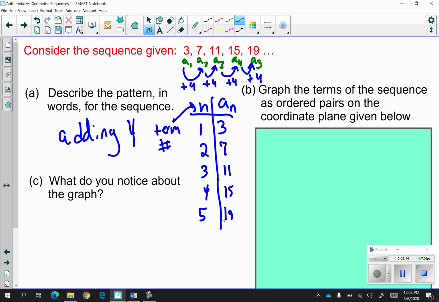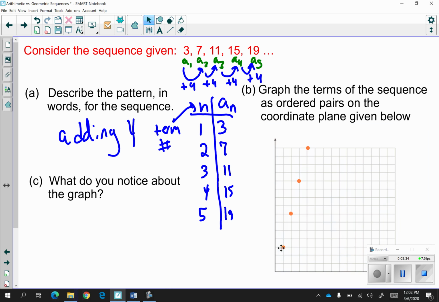Notice how we're starting at a sub 1 and not a sub 0. Sometimes they'll give you a problem where they'll say a sub 0, but anytime that you have to write it, we're going to use a sub 1, our first term. Take a minute, actually plot it out on your graph. And here's the graph that I got when I had a scale counting by 1 in each direction.